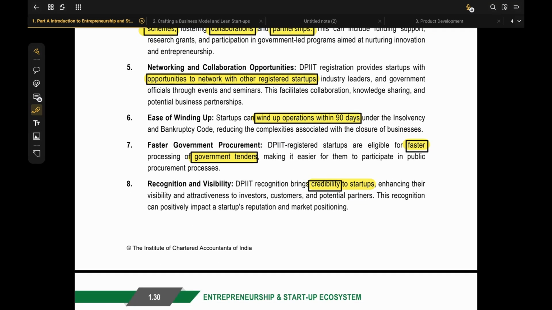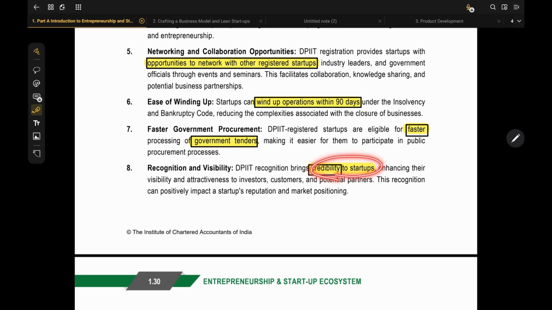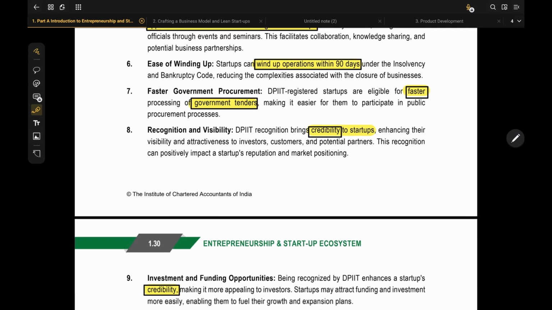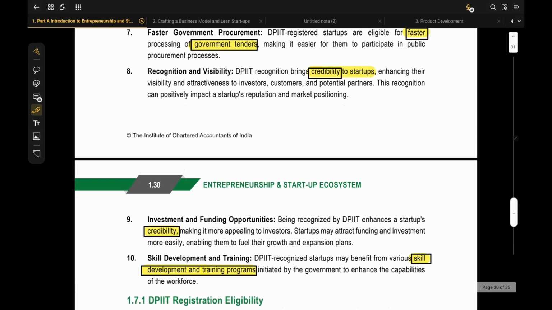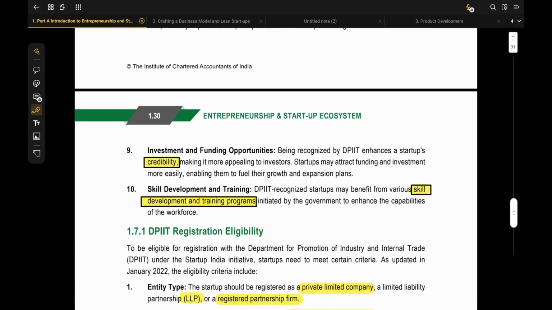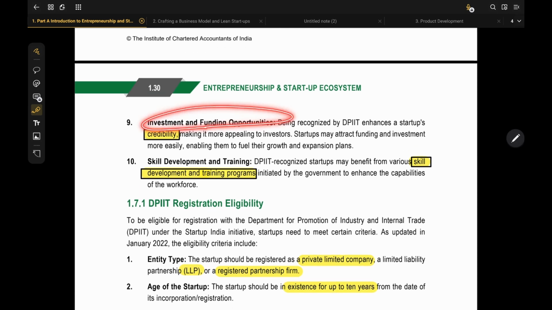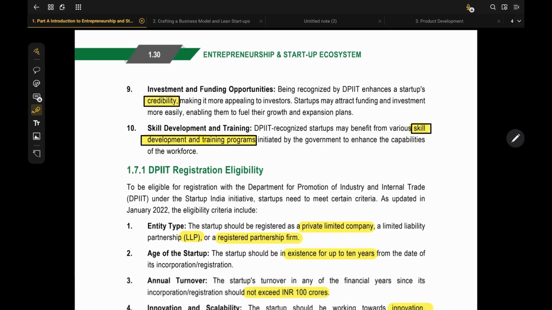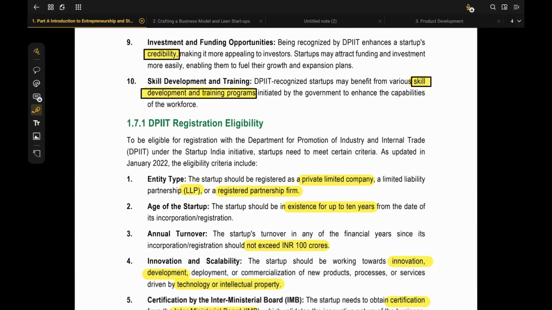Faster government procurement. For example, if you are a startup going to a government tender, they will give you some priority. And then credibility to startups. If you are registered, there will be credibility. Investors will believe you. They will not inquire that much when putting investment into the startup. It will give confidence to the investor, so you will get investment and funding opportunities. Skill development and training programs are also conducted by DPIIT, in which startups can enroll.